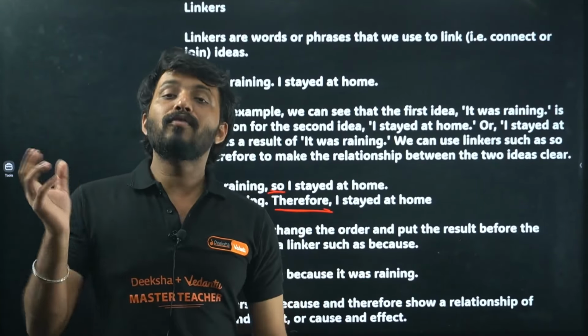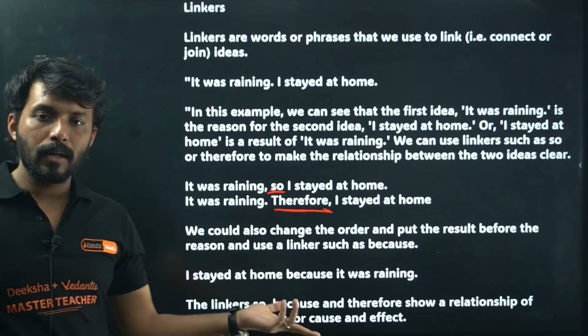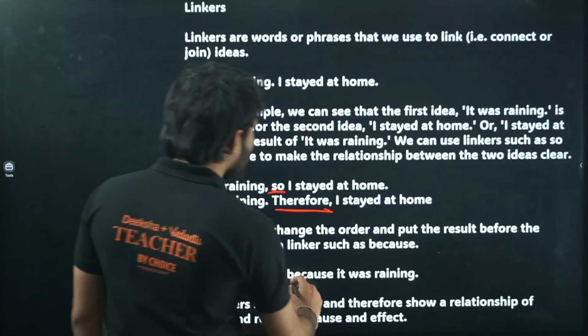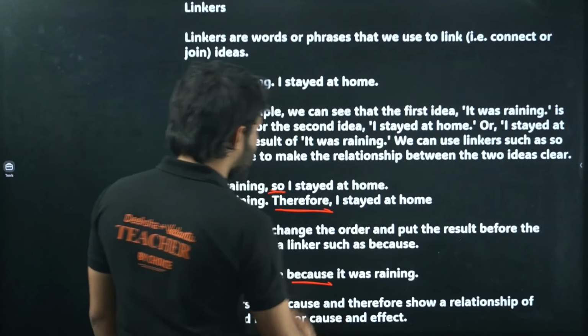Here is another example. We could also change the order and put the result before the reason and use a linker such as because. Okay, I stayed at home because it was raining. So it's the same thing, but the order is reversed. So here the linker because is used. So the second sentence comes first. If the second sentence comes first, you use because most often. The linkers so, because and therefore show a relationship of reason and result or cause and effect. Similarly, there are a lot more linkers given in your streams workbook.